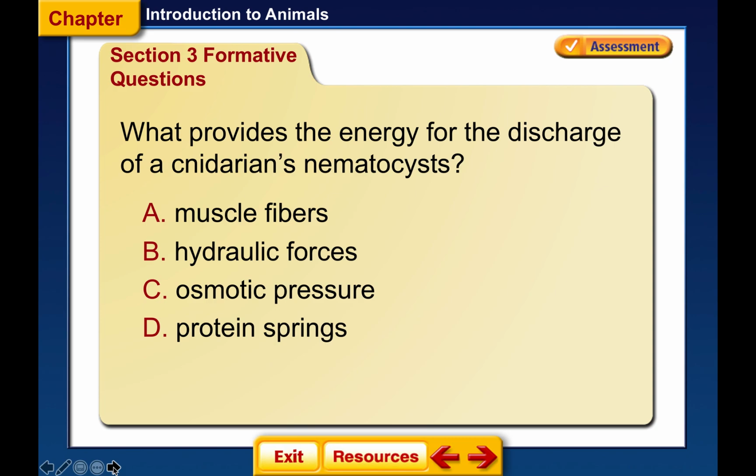The reason muscle fibers don't apply is because cnidarians have endoderm and ectoderm, but in order to have muscles, they would have to have mesoderm, and we know that cnidarians don't have that. Now, I'm probably going to ask it to you as hydrostatic pressure, but that's not the same as hydraulic. So a hydraulic force and hydrostatic pressure are completely different things. And if you chose B, know that it would never end with force. It would always end with pressure.